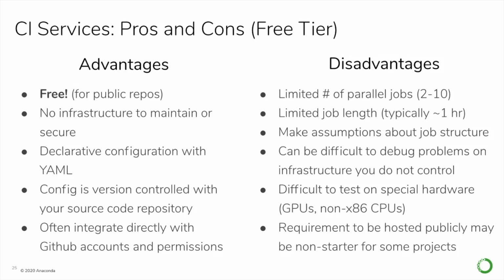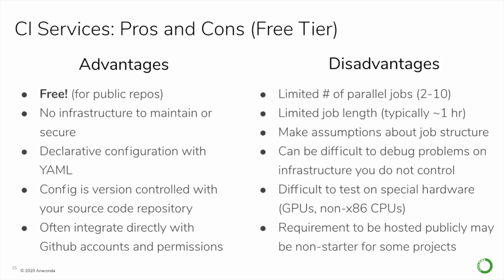So there are some pros and cons to these CI services. The big pro is that they're free for public repositories. They have no infrastructure to maintain, and you don't have to worry about securing anything. And we'll talk about security in a bit here. The declarative configuration is just pure YAML. It's quite convenient and easy to read. And your config is version controlled, which is really important in a CI system, to be able to version control the configuration of the CI system. And then often some of these services will integrate directly with the GitHub accounts and permissions so that people who have permissions on your repository can also have permissions to kick off builds on the CI.